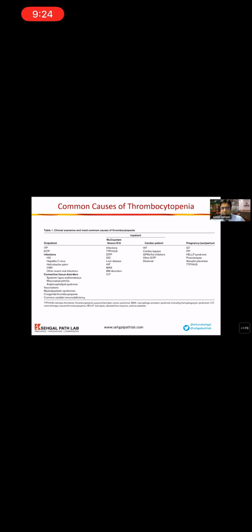Typically in an ICU patient or a cardiac patient, the causes are different. They may vary from infections, TTP, HUS, and I'm not going through the whole list. Whereas in cardiac patients, you should remember heparin-induced thrombocytopenia, cardiac bypass, drugs. Pregnancy is a whole list, which we might discuss in a separate slide.